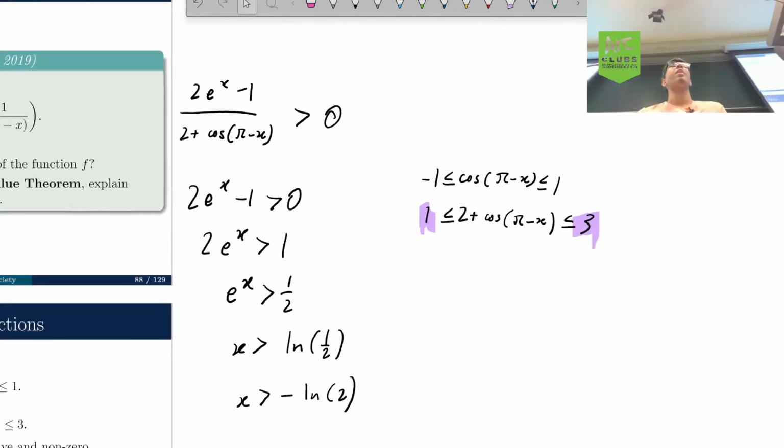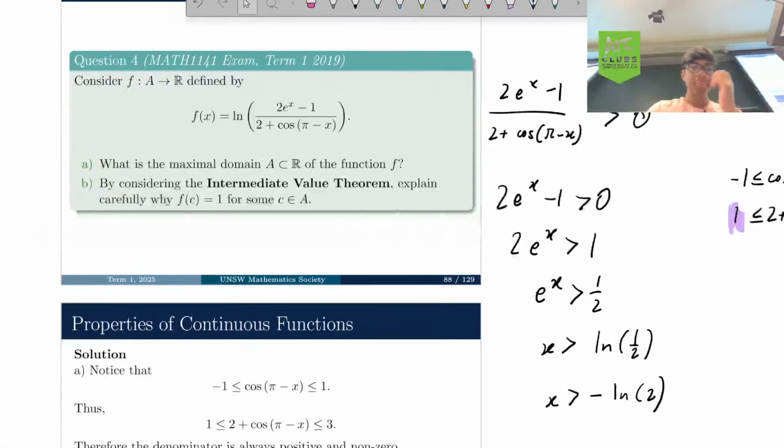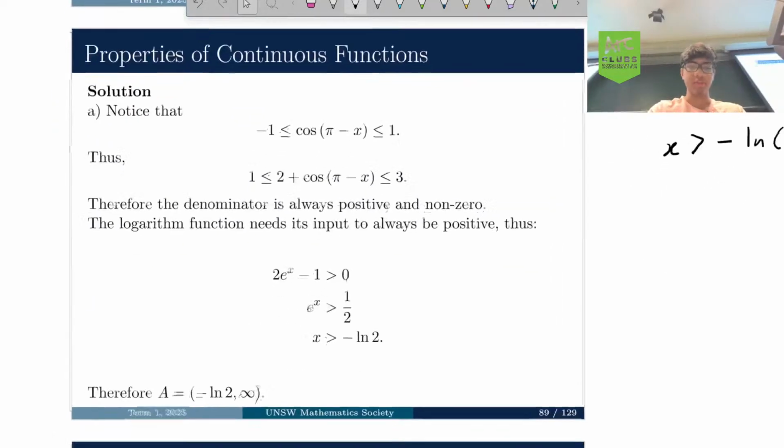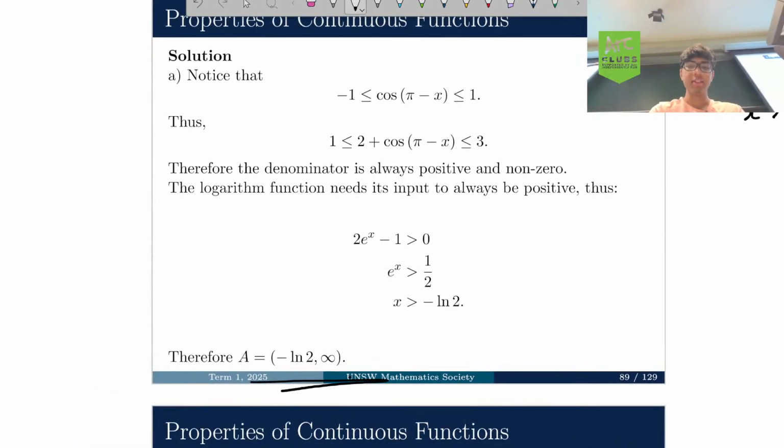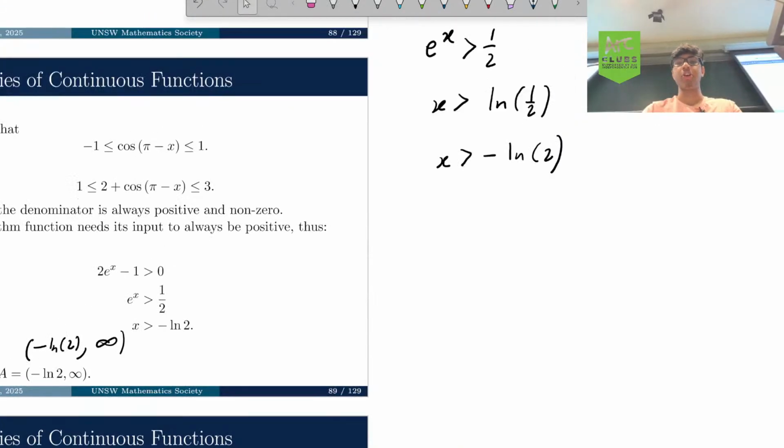Are there any questions with how I've found that domain bound? Perfect. So that is my answer for this. My set for A, I think they wrote it here, is greater than negative ln 2, and I can go all the way up to infinity because there's no bound here.